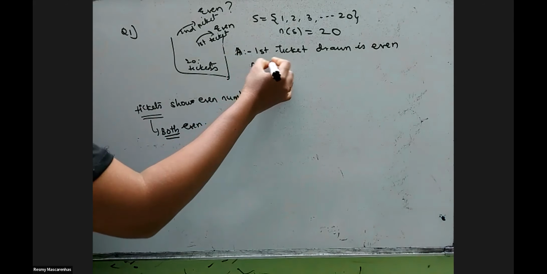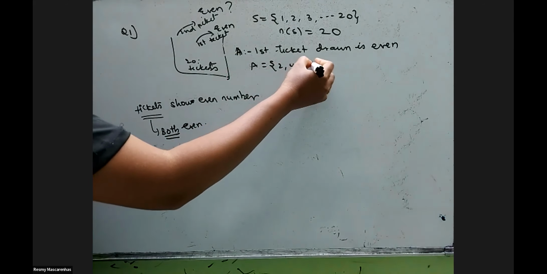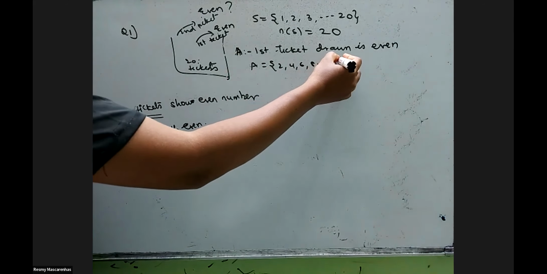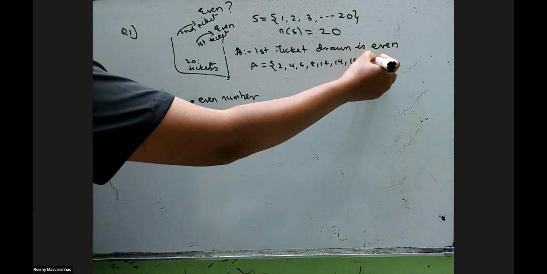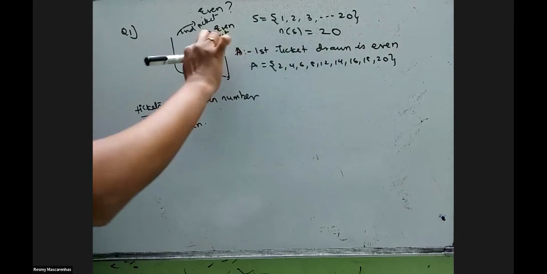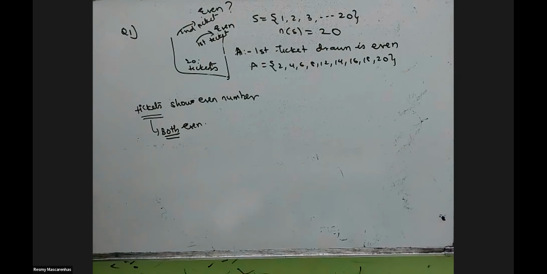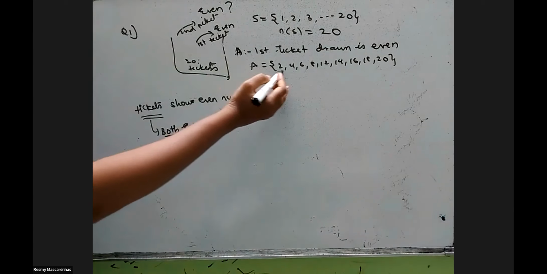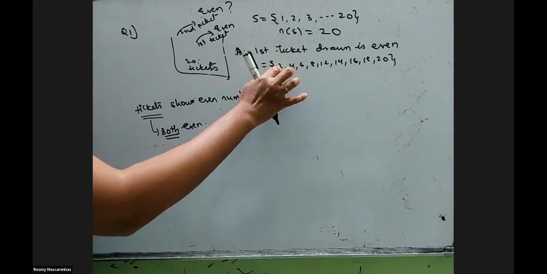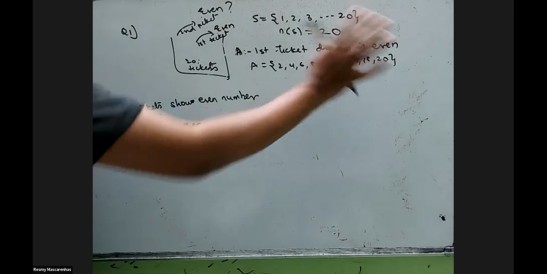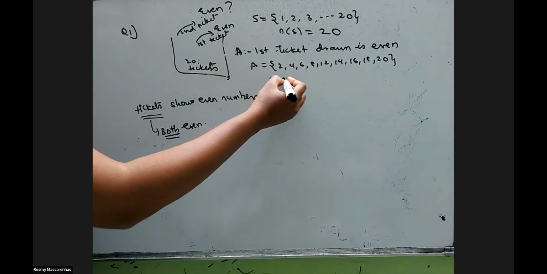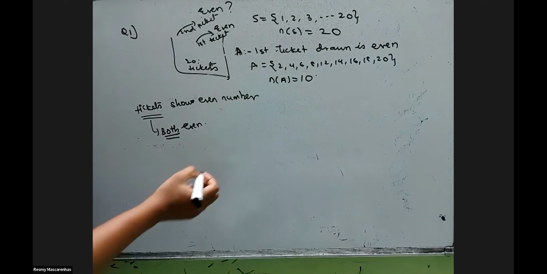So what will be the event? 2, 4, 6, 8, 12, 14, 16, 18, and 20. So these are the chances when you take out the first ticket. Out of 20 tickets, which are numbered from 1 to 20, if you go to pick up the first ticket, these are all the possibilities you can get. You can either get a ticket with this number, or this. So how many options are there? Maybe 10.